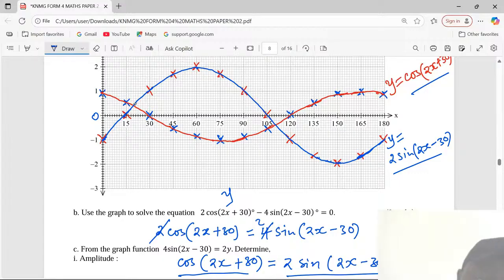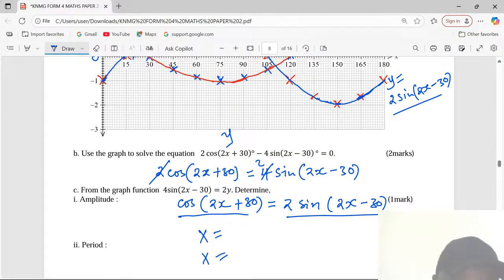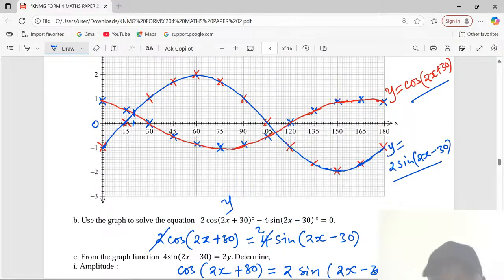The first meeting point is here. So you read the value of x there. We need two values of x because the meeting points are 2. Where are the curves meeting? You identify the 2 points. So the first one should be, I want us to interpret the scale.